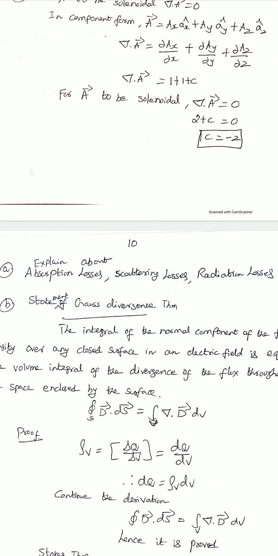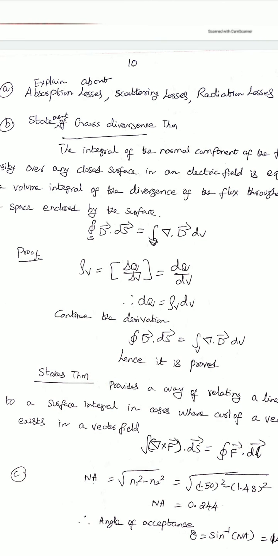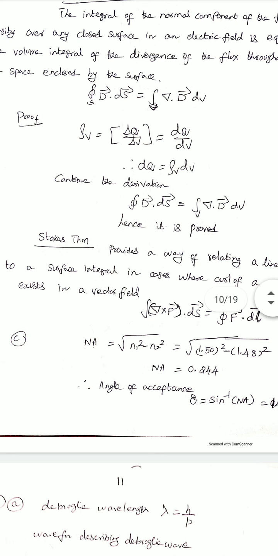And then 6b, that is state and explain Gauss divergence theorem and mention the Stokes theorem. So the statement of Gauss divergence theorem is given here, with the equation, and then the proof is also given here. So all these steps in the derivation part, you should mention all these steps. Okay, and then the Stokes theorem is given.